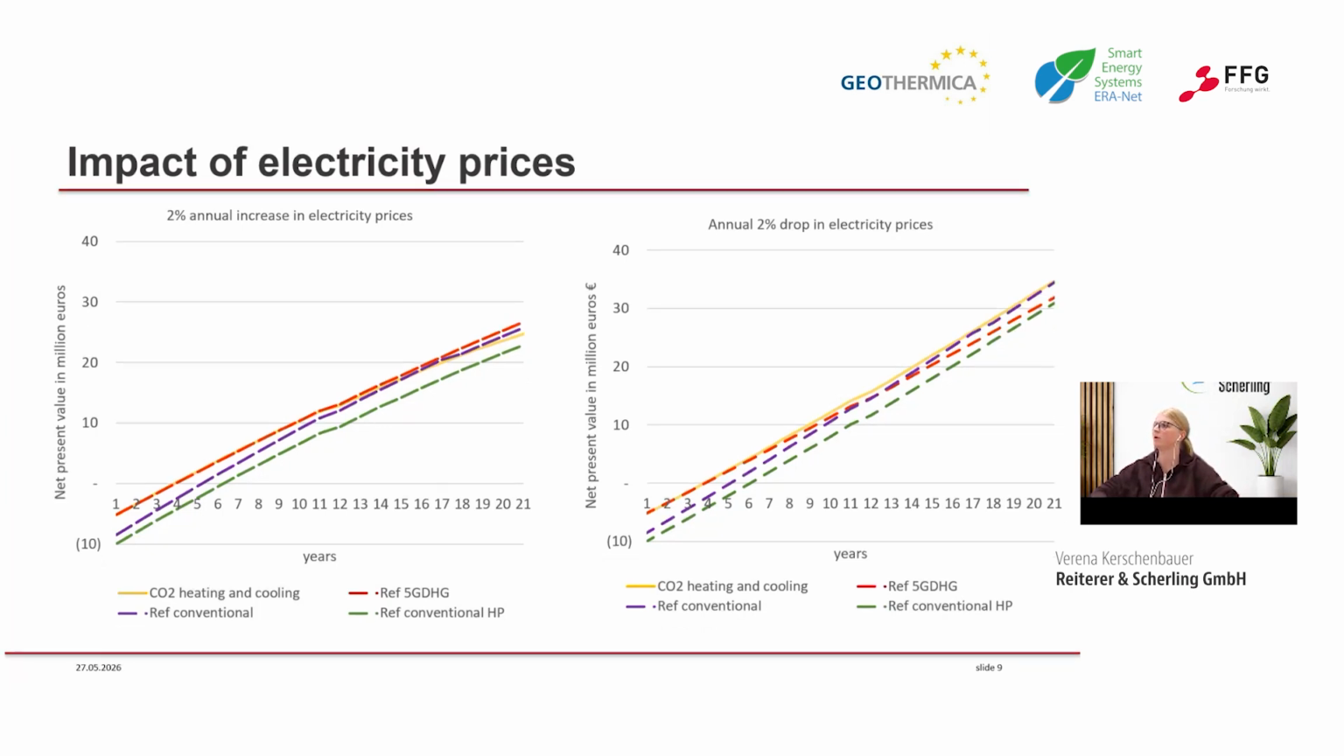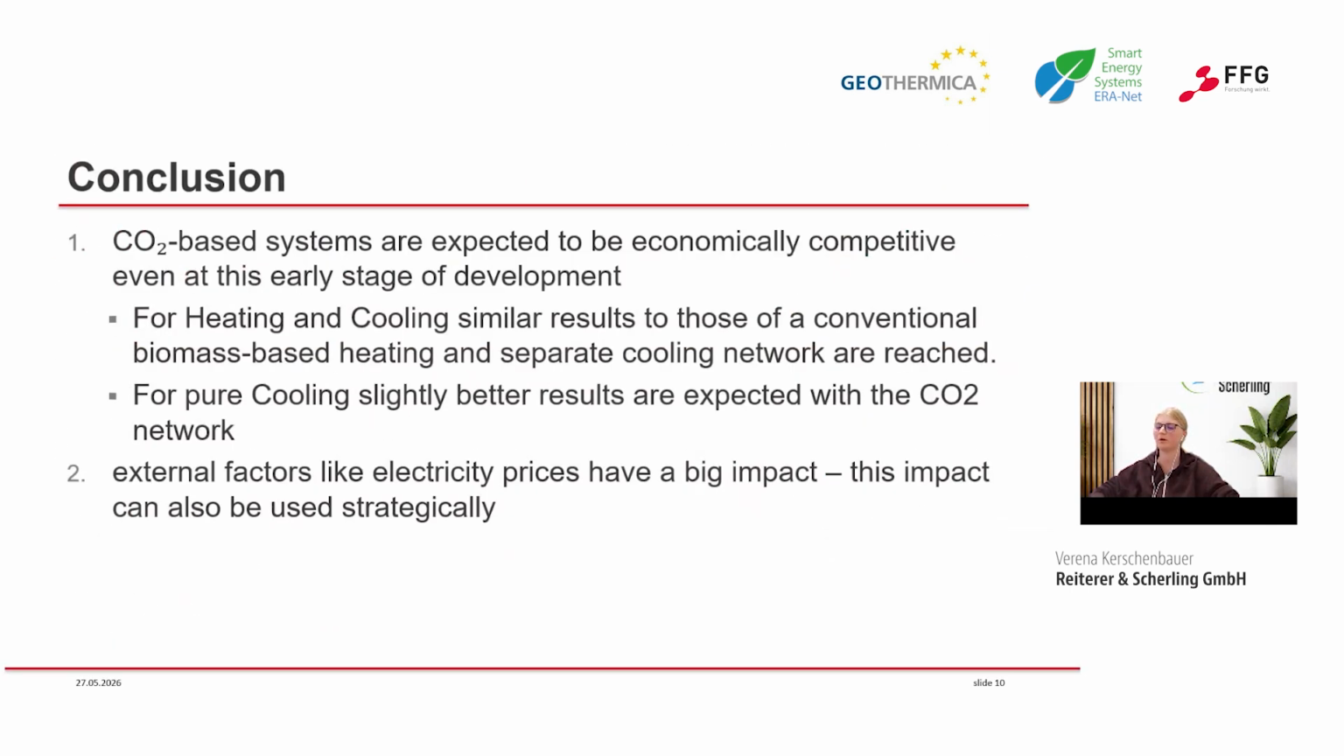To sum up the results of the economic calculations, there are two main results. First, the CO2-based systems are expected to be economically competitive even at this early stage of development. For heating and cooling, results similar to those of a conventional biomass-based heating and separate cooling network are reached, and for the pool cooling scenario, we have slightly better results than expected. The second main result is that external factors like electricity price have a big impact.